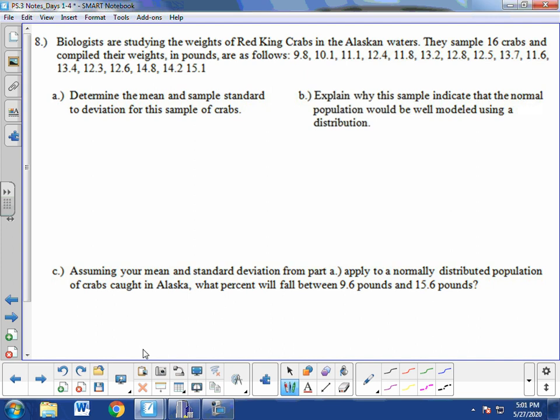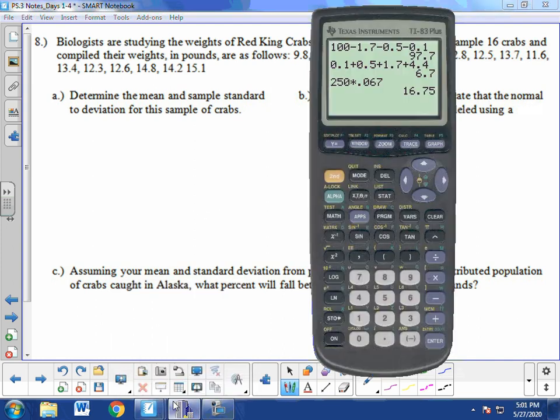Now, this is not all of the crabs, obviously, that they weighed. They took a sample, and so samples allow us to get an idea about an entire population, though we aren't represented with the entire population. So in part A, it says determine the mean and sample standard deviation for this sample of crabs.